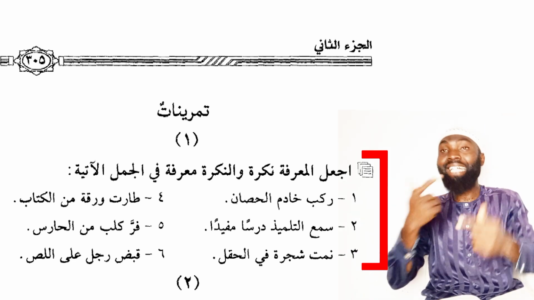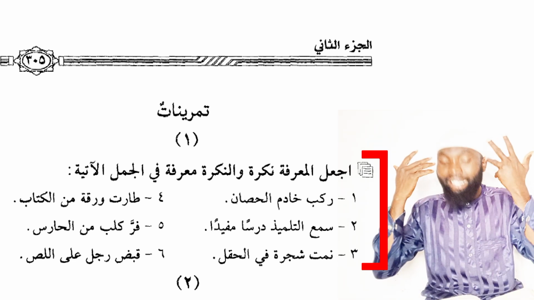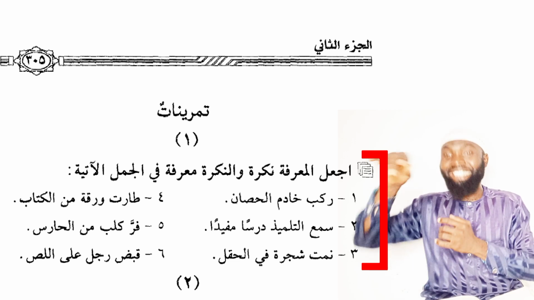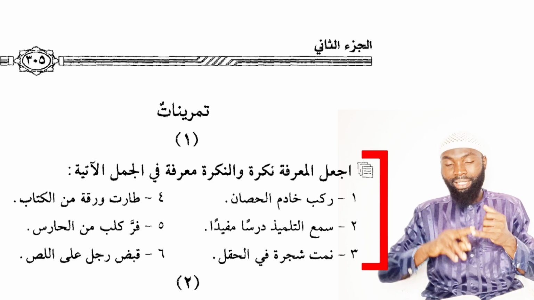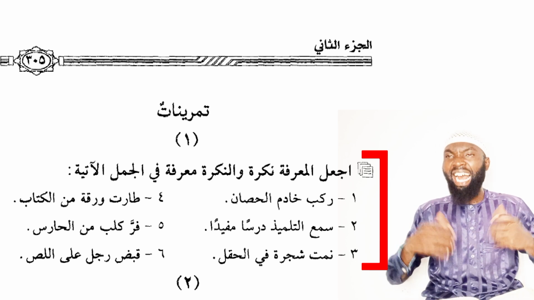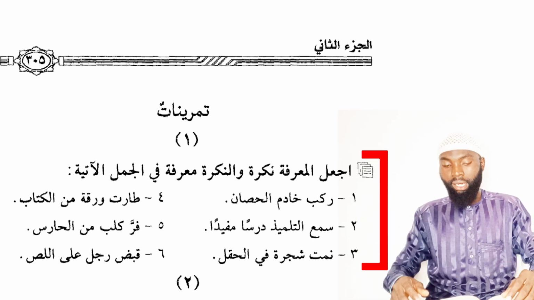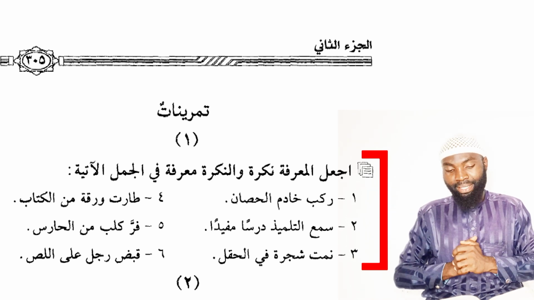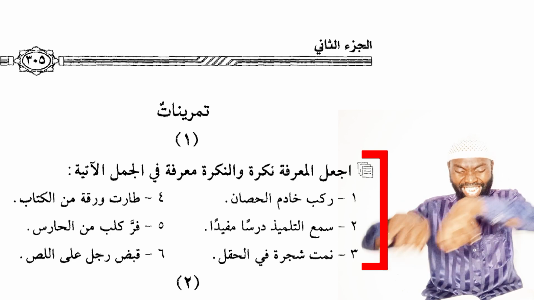Number two, sami at-tilmizu darasan mufidan. The pupil had a beneficial lesson. So here you simply say sami at-tilmizun darsal mufida. The pupil had the beneficial lesson. Number three, we have namat shajaratun fil haqli. A tree grew in the garden or in the farm. So you simply say Namati shajaratu fi haklin. The tree grew in a farm.